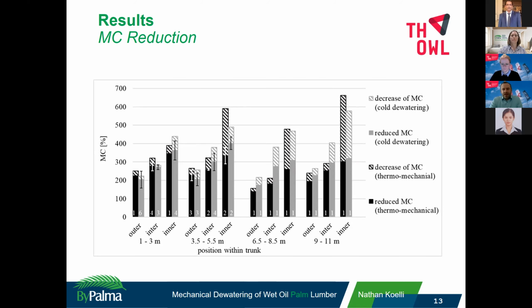The highest moisture content decrease is in an inner board from the top part that was thermo-mechanically compressed. On the right side, the black color column. And in this board, the moisture content was reduced from over 650% to 300%.